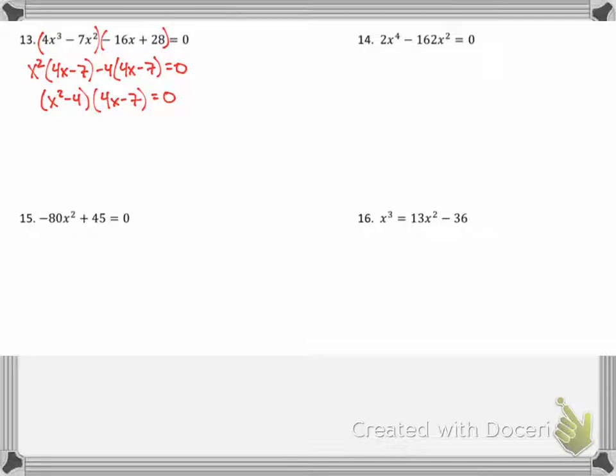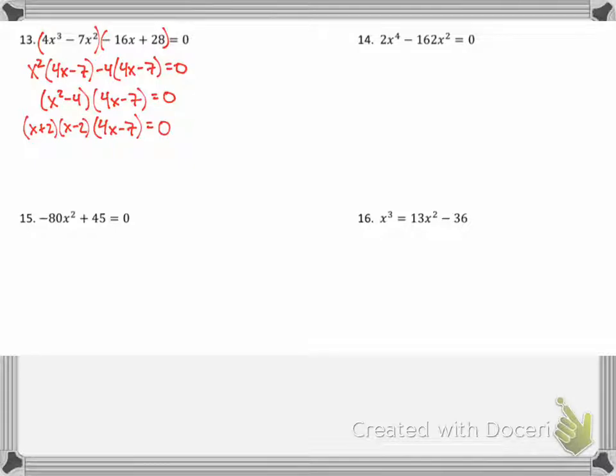Now, remember, we saw this in the last lesson with these grouping problems. Sometimes they can be broken apart further after you've grouped. If I look at the first factor here, that's a perfect example of difference of squares. 2 square rootable terms being subtracted. So I can take x squared minus 4, make it x plus 2, x minus 2. Still have 4x minus 7 equals 0.